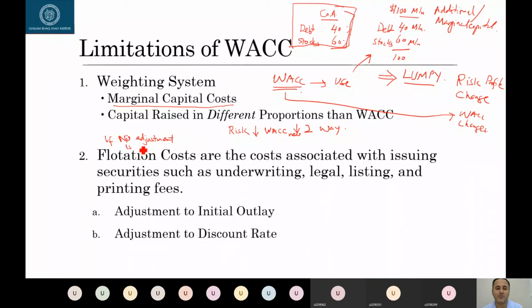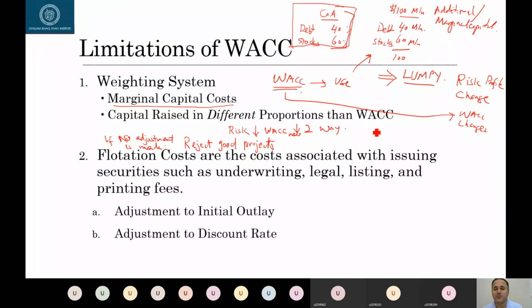If no adjustment is made, what will happen? We will probably end up rejecting good projects. So we will end up rejecting those projects which may be actually beneficial for the company.